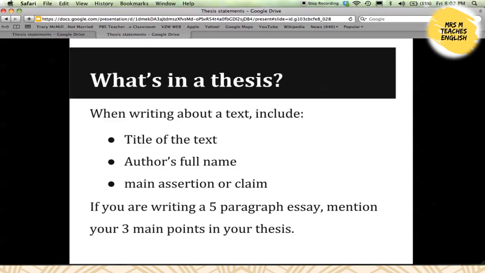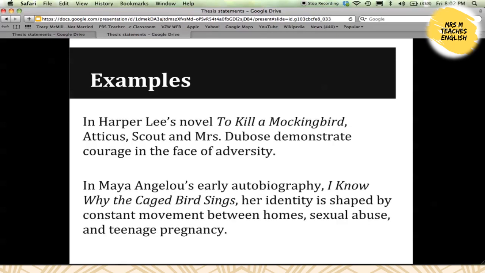So that sounds like a lot to include in a single sentence. So I want to give you a couple examples of what that looks like. The first example thesis statement is taken from an essay written about To Kill a Mockingbird. Students were asked to analyze the theme of courage and to select 3 characters from the novel that they felt really demonstrated courage in the face of adversity. So here's the thesis statement for that essay.